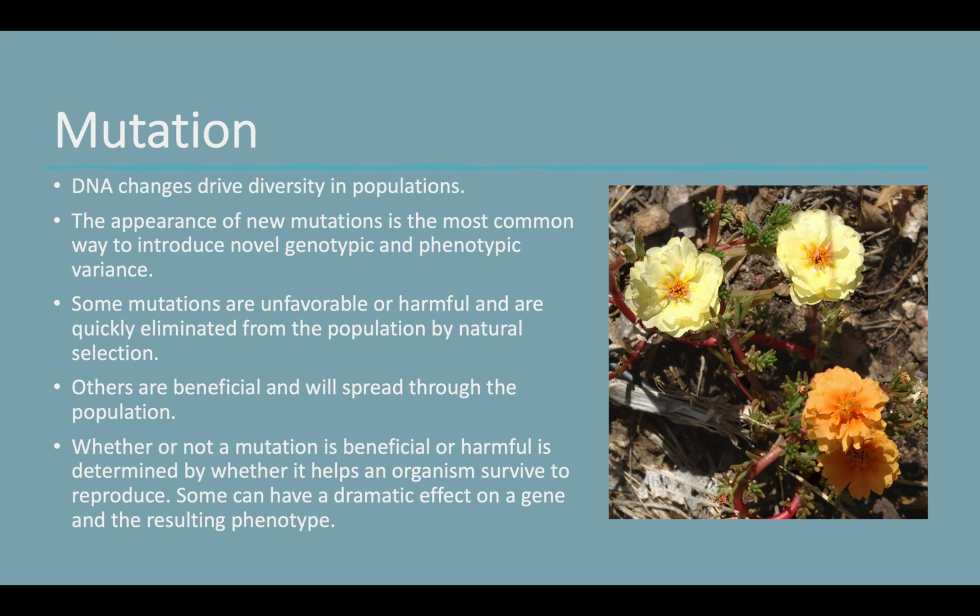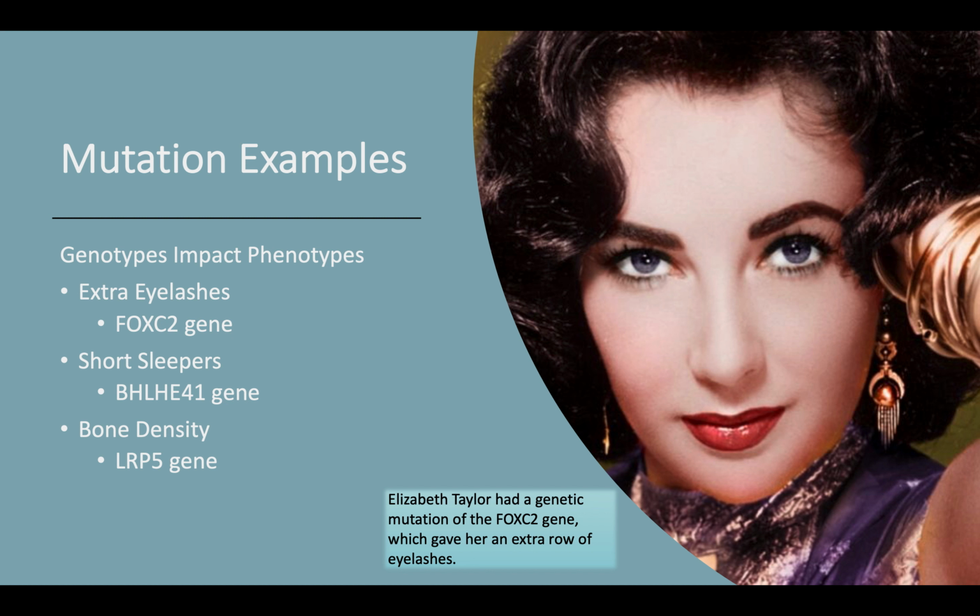So some can have a dramatic effect on a gene and the resulting phenotype. So the resulting outside of that organism will be very different. In this image, I just show you a few flowers that have evolved different colorations. So you've got yellow up here, you've got orange down here. And they're actually the same species, but evolution has allowed them to change their color. So that gene has changed within them, resulting in a different look, a different phenotype. So now let's talk about a few examples of mutations.